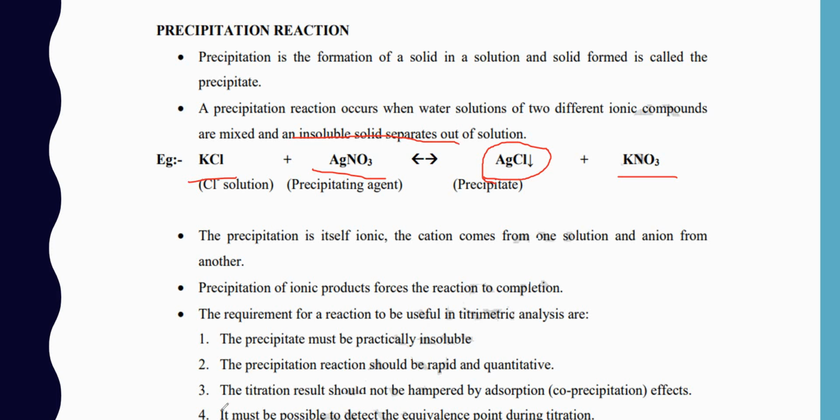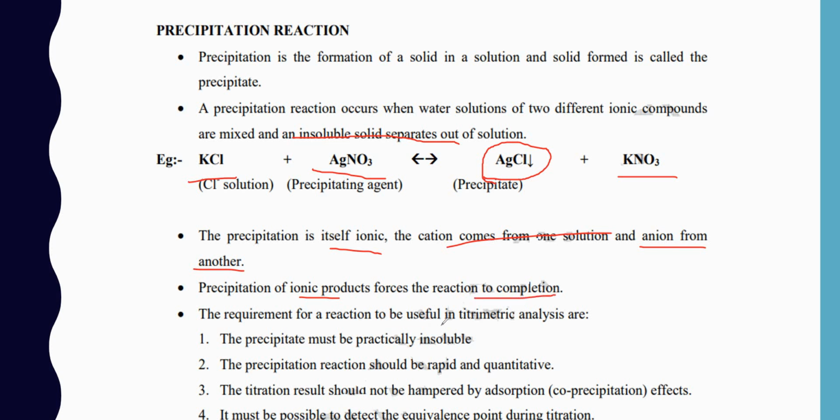Next, the precipitate is itself ionic. The cation comes from one solution and the anion from the other. Thus the precipitate itself is an ionic thing. The precipitation of ionic products forces the reaction to completion.